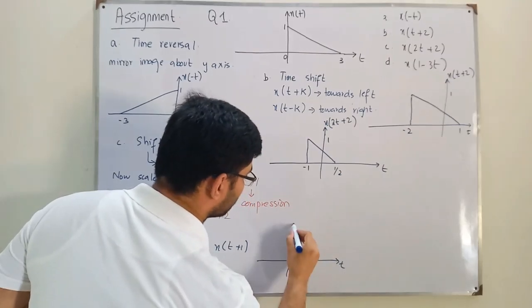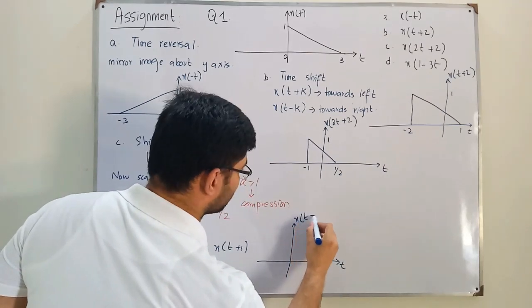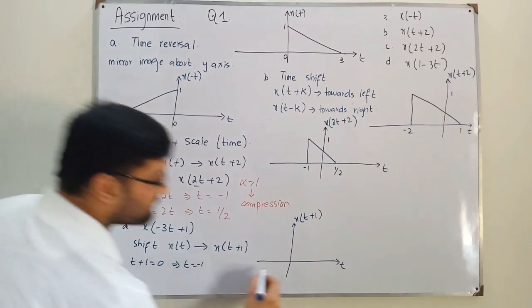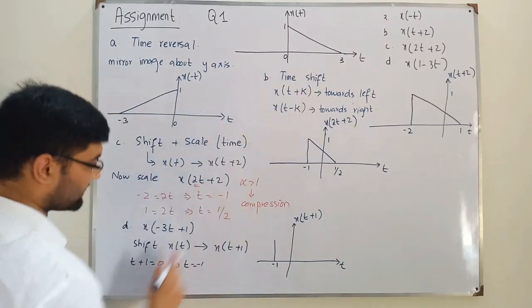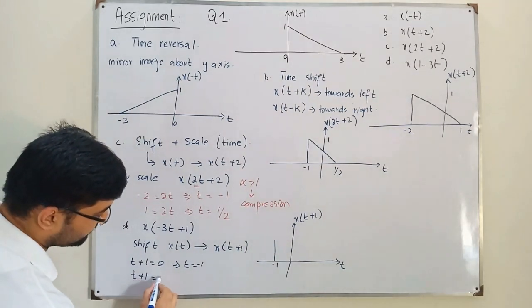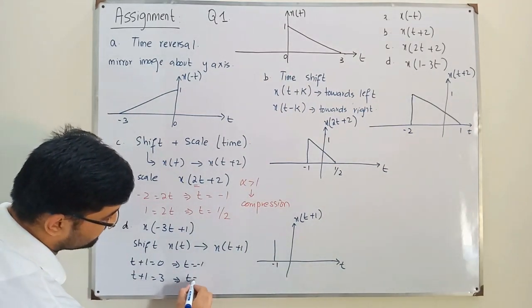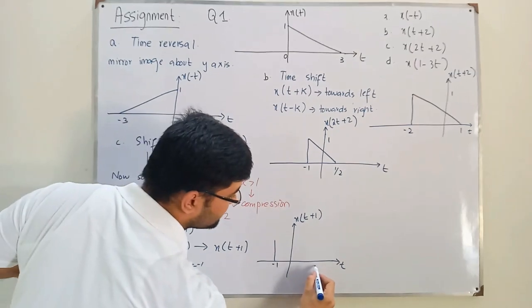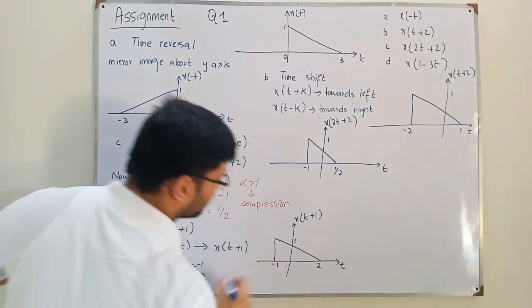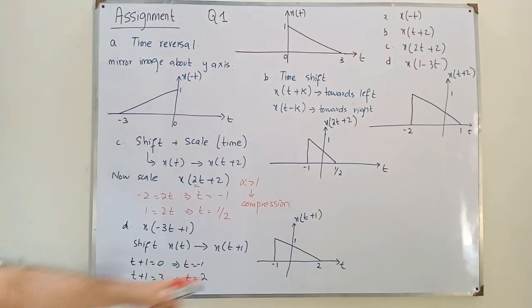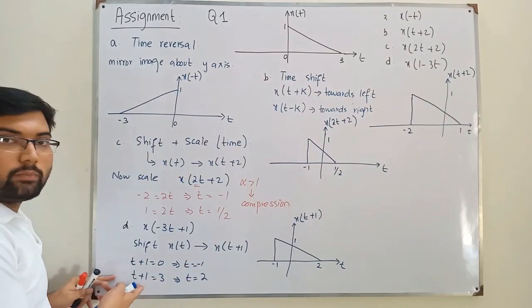this is t, this is x of t plus 1. So, t equal to negative 1, it would start now. And where would it end? So, t plus 1 is equal to 3. So, you have t equal to 2. It would end at t equal to 2. The amplitude is 1. This is x of t plus 1. You can do it each and every point like this, okay?